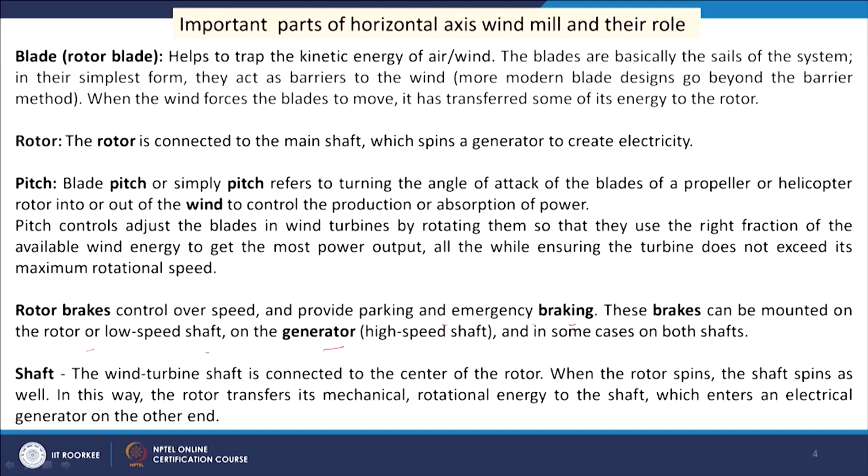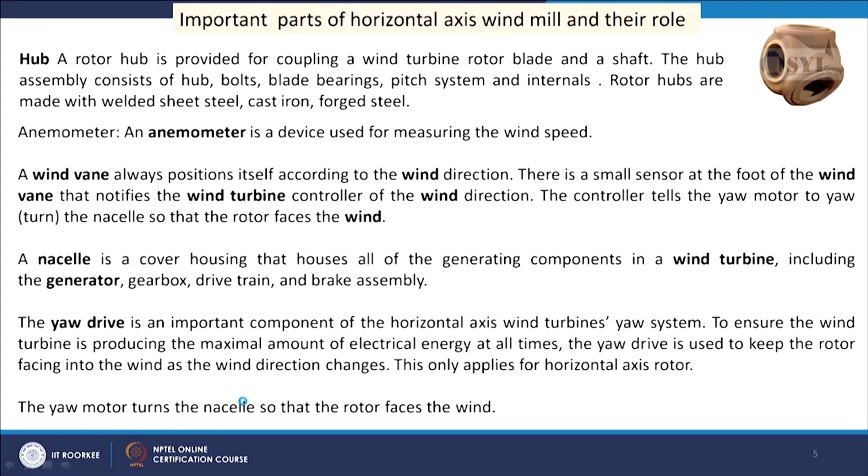Then the wind turbine shaft is connected to the center of the rotor. When the rotor spins, the shaft spins as well. In this way, the rotor transfers its mechanical rotational energy to the shaft, which enters an electrical generator on the other end. And then hub. The hub is important because it gives connection to the low speed shaft as well as the blades of the rotor. So, rotor blades and shaft get connected with the hub.